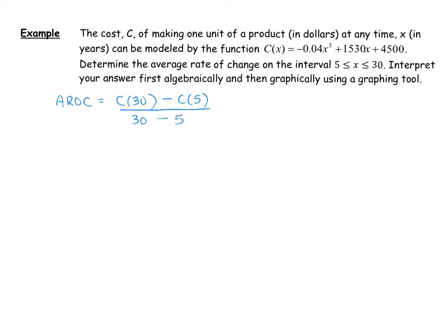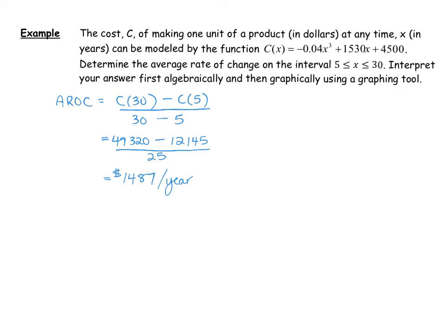Okay, so you need to find C at 30, you need to find C at 5, keep them as exact as possible, so pause the video and try to get the answer by yourself. Okay, so hopefully you got 1,487, double check carefully. Now, let's interpret this and try to get the units because that's one of the most important things here. So the cost is in dollars, so this is dollars on the top if you like, at any time, so it's dollars per year.